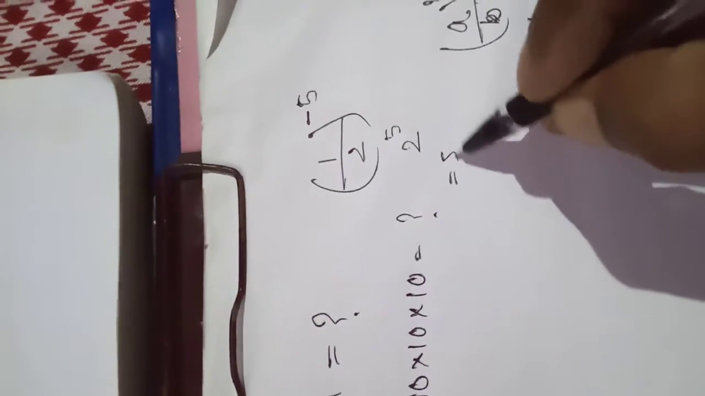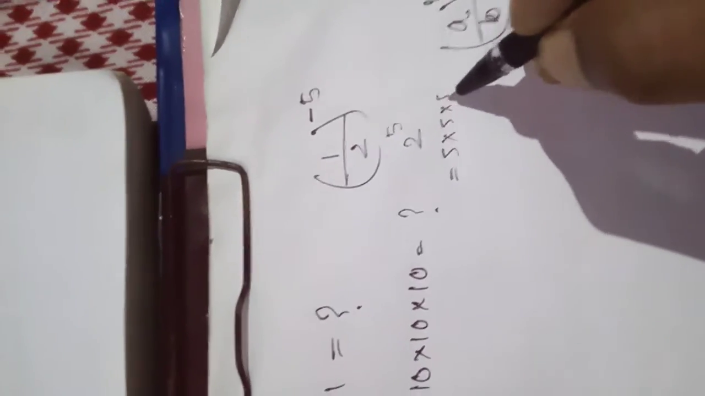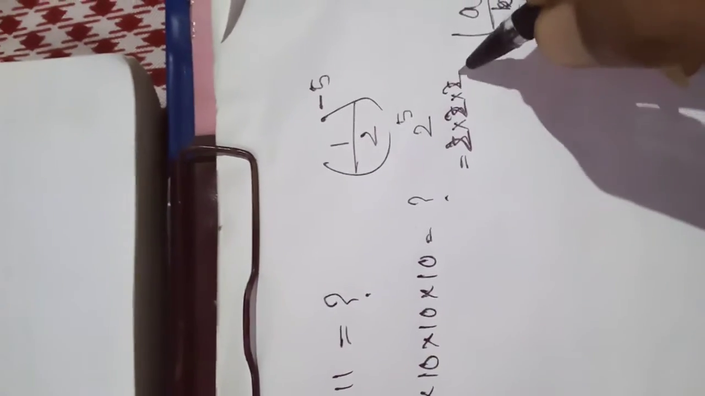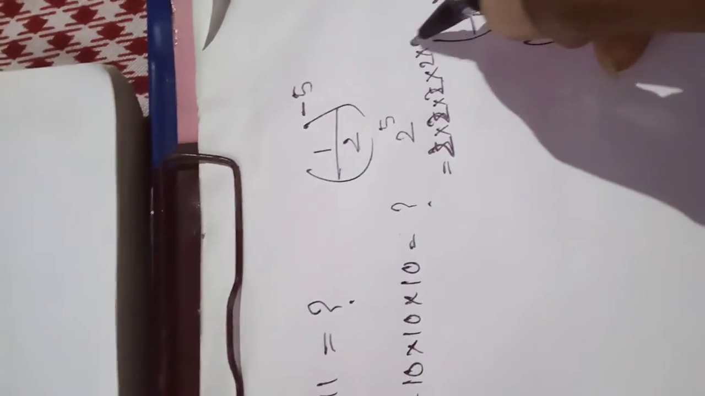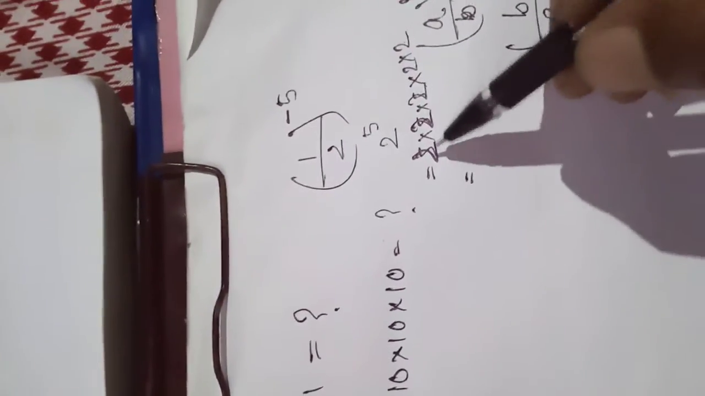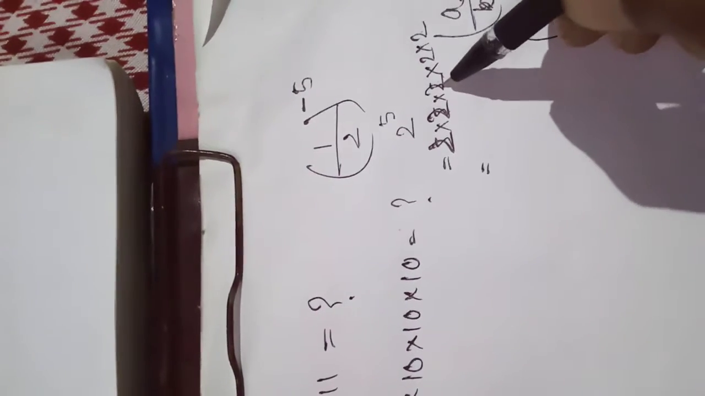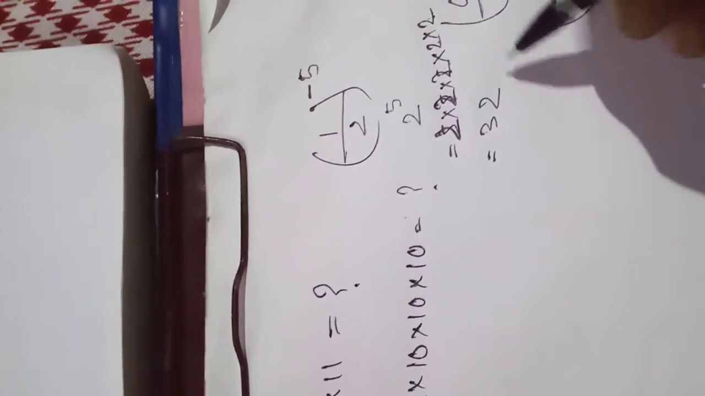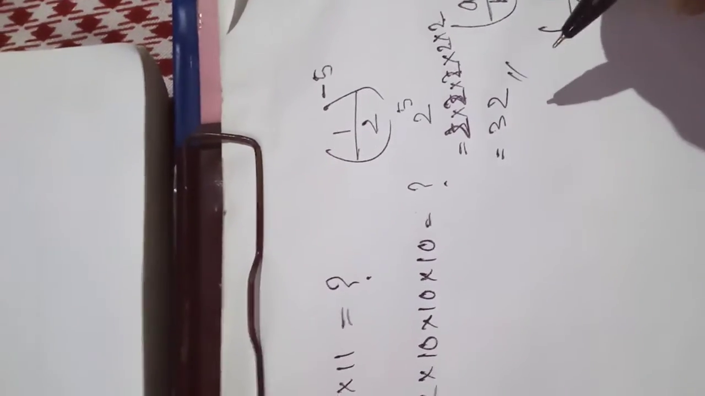Then multiply: 2 into 2 into 2 into 2 into 2, 1 2 3 4 5, five 2s. Multiply it, whatever you get will be your answer. 2 twos are 4, 4 twos are 8, 8 twos are 16, 16 twos are 32. Your answer will be 32. Okay, like this way. One more question is there, that one is for your homework.